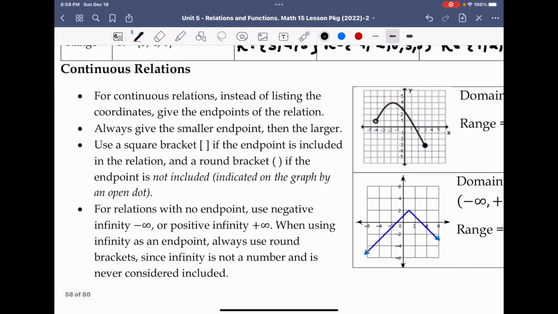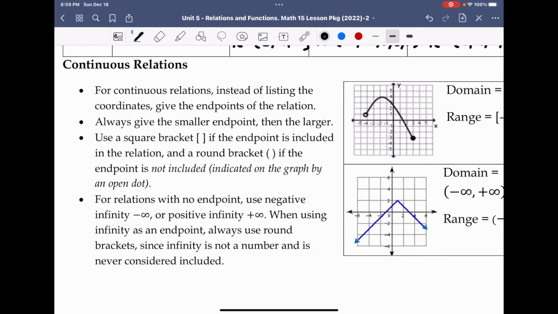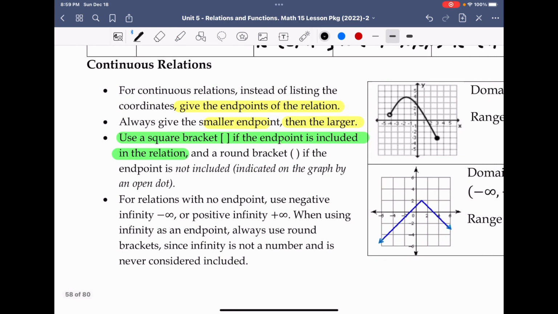All right, now we introduce a little bit of continuous relationships. Continuous relationships, instead of listing the coordinates, we give the endpoints of the relation. And then we always want to give the smaller endpoint first, then the larger. Now, here's a differentiating factor. We use square brackets if the endpoint is included in the relation. And what we're going to come to know is that when it means included, if I was to put this in terms of inequalities, it's going to be greater than or equal to or less than or equal to.